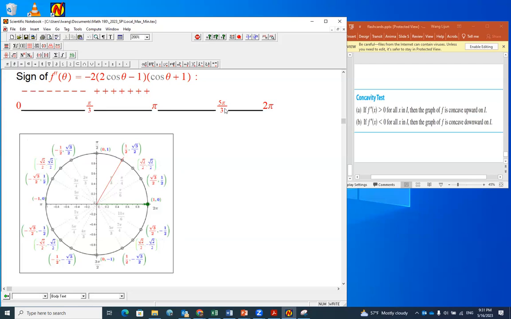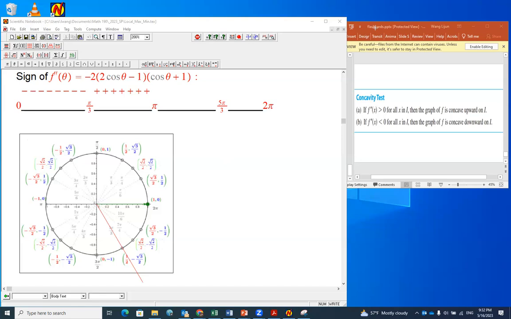From pi to five pi over three, the idea is the same. We're still going to measure angles from the standard position. Remember we reviewed ARD, right? So from pi, we look at these angles from pi to five pi over three. Then you look at the red numbers: negative one, negative root three over two, negative root two over two, negative half, zero, and you plug in one of these numbers to replace cosine theta. What do we get? We're going to get negative, right?